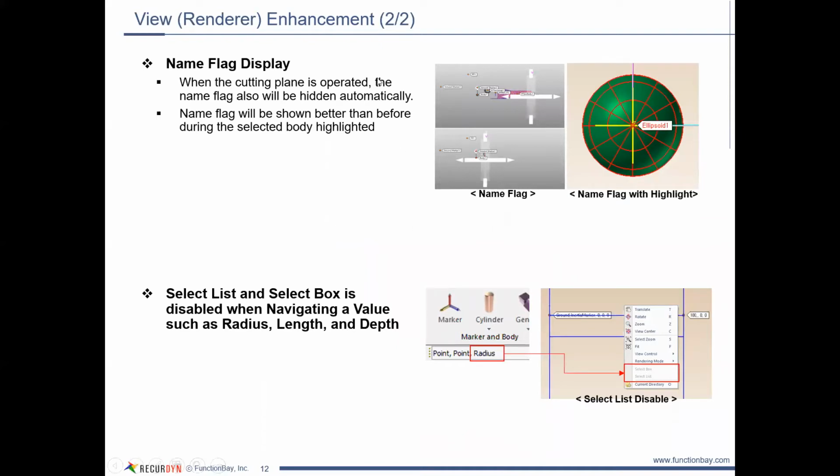For a few releases, we've had these name tags that you could turn on for the different bodies and different entities, as a way to control what's being displayed. The enhancement with V9R4 is that those tags weren't responding exactly properly when you were doing a cutting plane and hiding a portion of the model. So that's been corrected. With the cutting plane, it will only show the labels that belong to the geometry that's being shown.